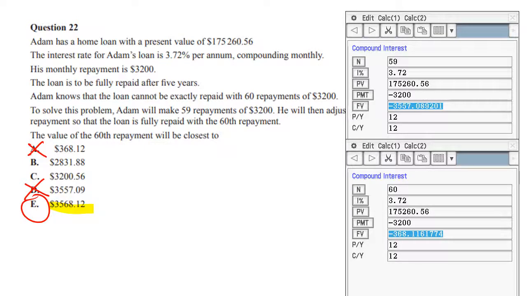This is where you need to think. If this was a positive, then you'd actually have to subtract it from that. Probably some people mistakenly took the 3,200 and subtracted 368.12, and that's probably how they got the answer B, wasn't it? Which was also wrong. Remember, negative pay to the bank. So negative payment 3,200 and another negative 368.